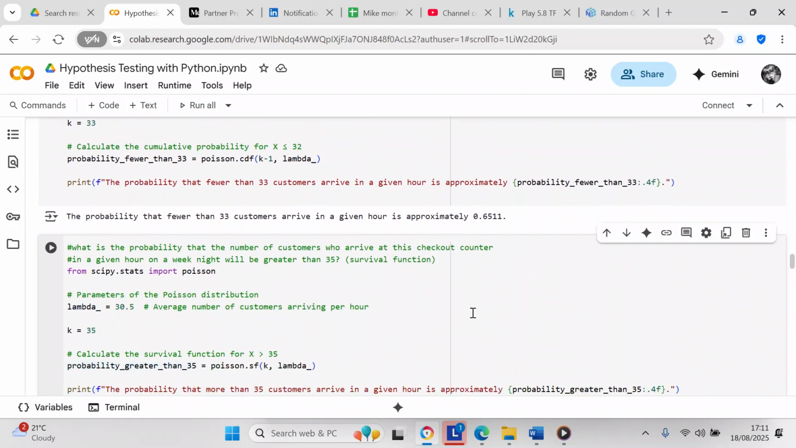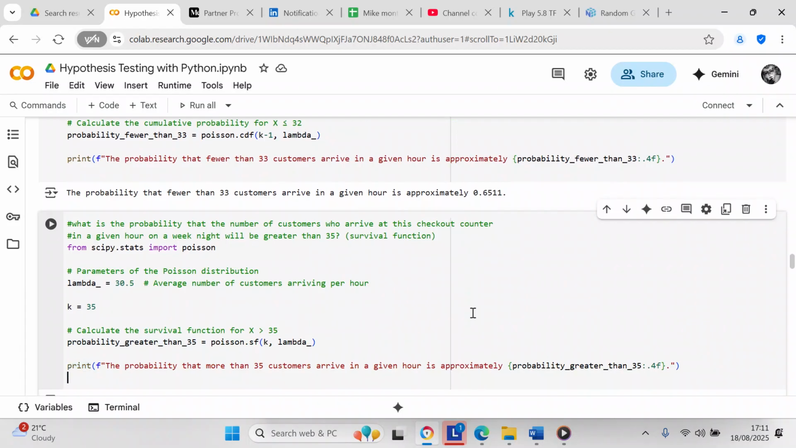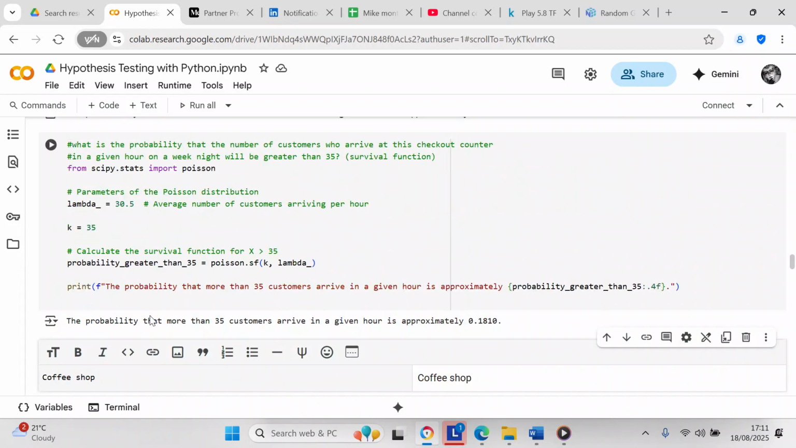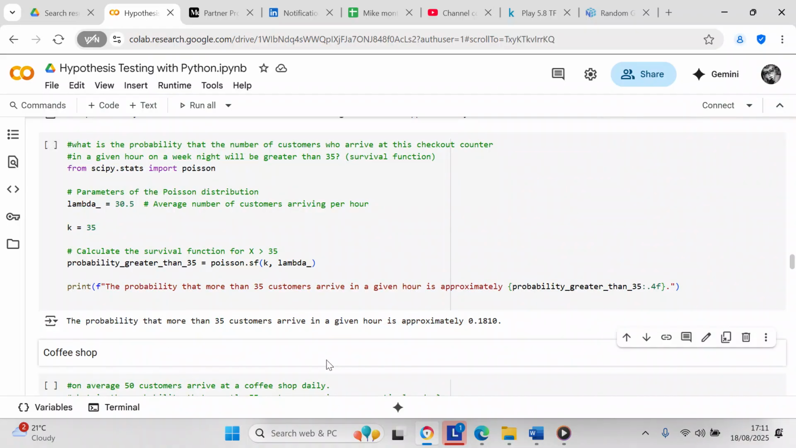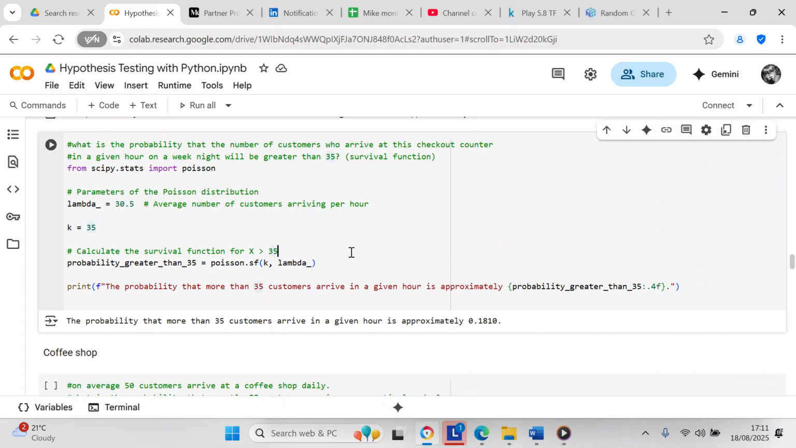Now we have another question regarding the survival function. What is the probability that the number of customers who arrive at this checkout counter in a given hour on a weeknight will be greater than 35?